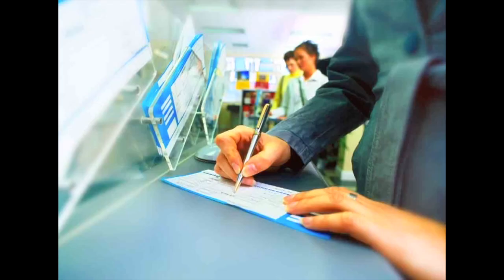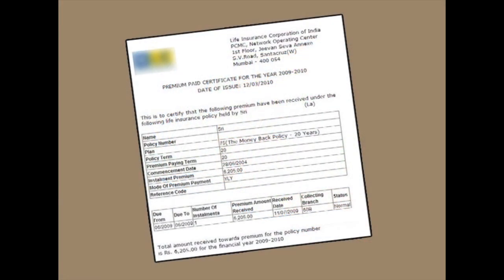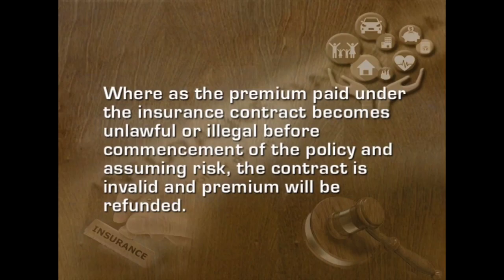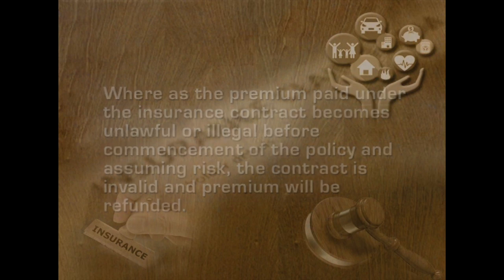The premium has to be paid before the expiry of the policy. The premium received under a contract entered into by the insurer by operation of fraud becomes void and the premium paid will be forfeited. Whereas, if the contract becomes unlawful or illegal before commencement of the policy and assuming the risk, the contract is invalid and the premium will be refunded.